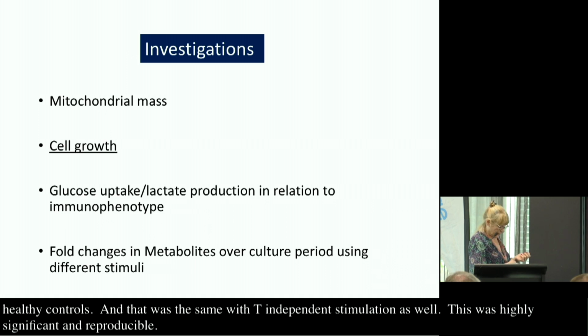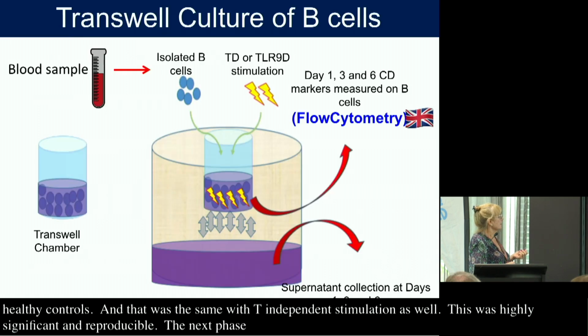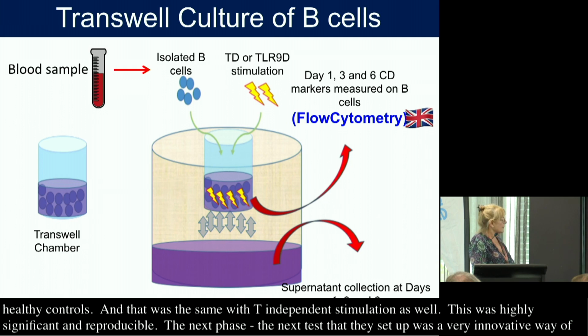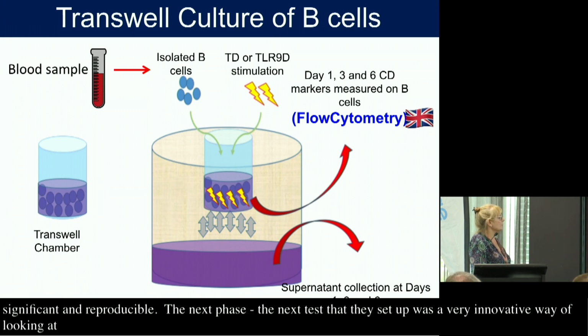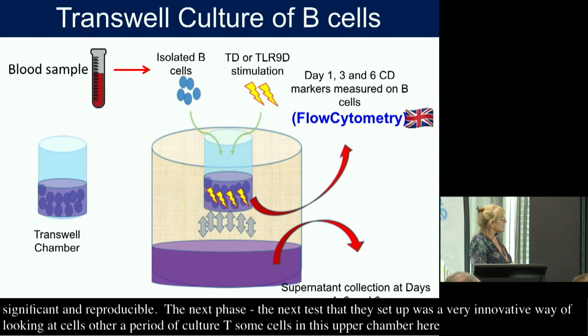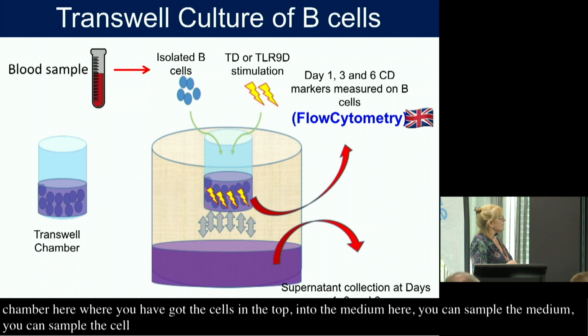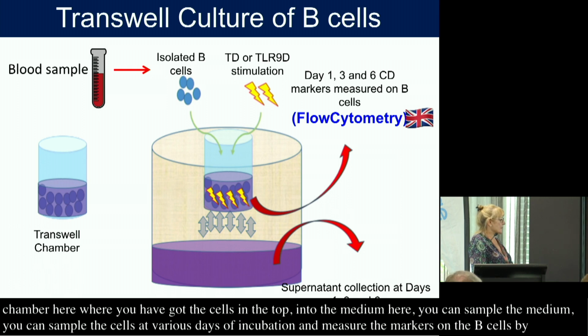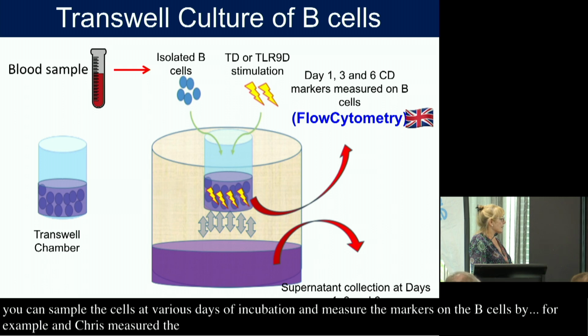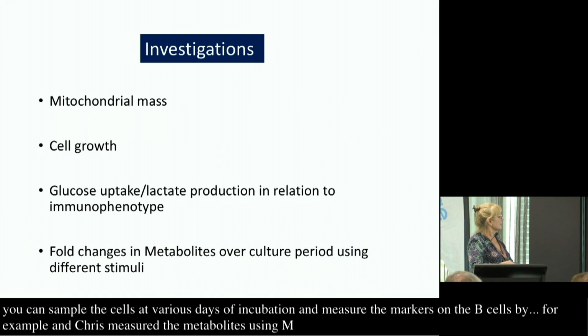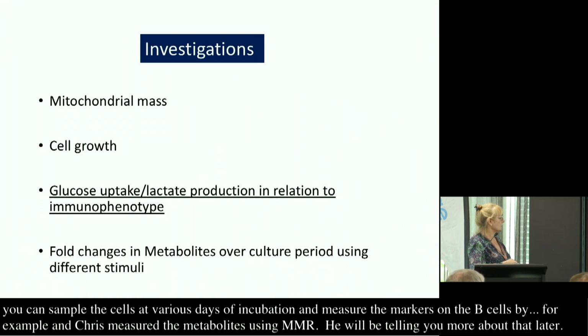The next test that they set up was a very innovative way of looking at cells over a period of culture, sampling cells in this upper chamber here. This is a sort of pervious chamber where you put the cells in the top into the medium. You can sample the medium, you can sample the cells at various days of incubation and measure the markers on the B cells by flow cytometry, for example. And Chris measured the metabolites using NMR. He'll be telling you more about that later, and just show the sorts of things you can do.